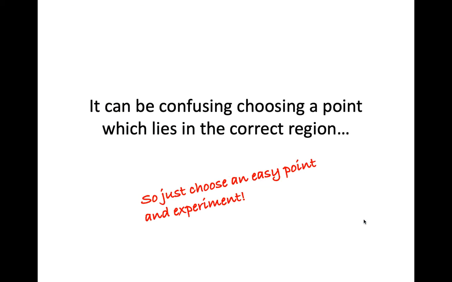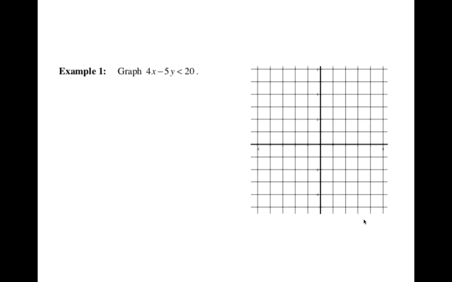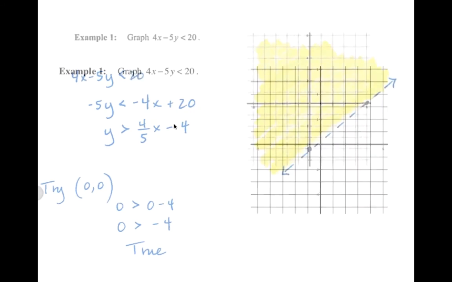Now, it can be confusing at first choosing a point which lies in the correct region. So, one of the hints that they suggest is just choose an easy point and experiment to see if your instinct or your first choice is actually correct or not. So, we're going to give it a try. This was the first example we did in class. We have to do a couple things. We're going to have to rearrange this so that we can figure out where the y-intercept is and where the slope is. And we'll draw our graph and we'll see where we go from there.